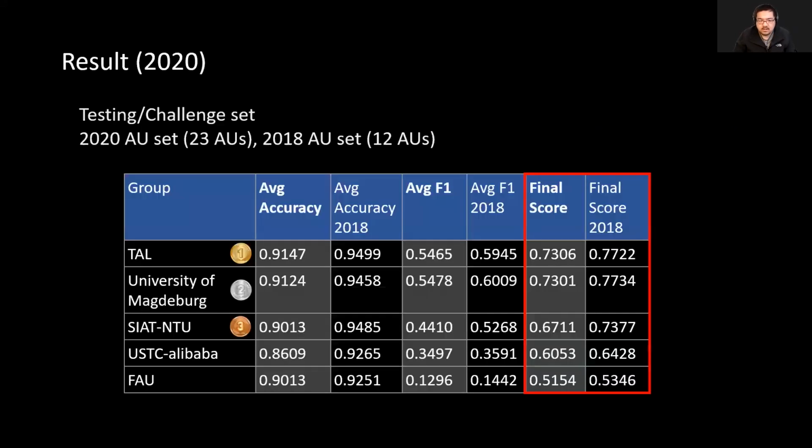So what about the result this year? When we evaluate on the challenge set of this year, in the red box, we provide the final score on the 2020 AU set, which is 23 AUs, and the 2018 AU set, which is 12 AUs. As you may notice, there is a significant drop for most of the participants in their final score from 2018 to this year. It implies the difficulties introduced jointly by the specific set of AUs added in this year's challenge and the overall training setup.